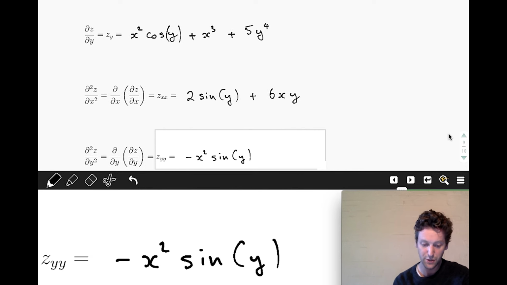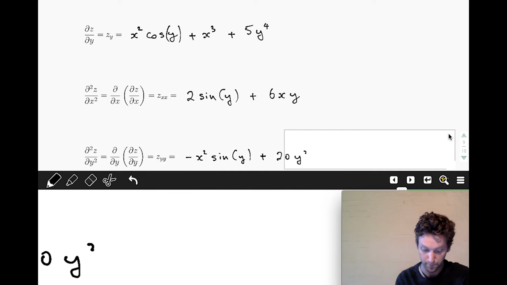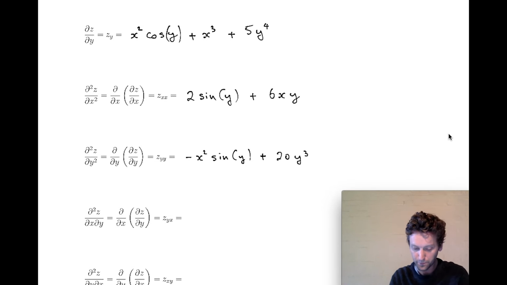The next piece is x cubed. I'm going to take the derivative of that with respect to y. That's a function of x only, and so it just becomes a 0. And the last piece is 5y to the power of 4. The derivative of that with respect to y will be 5 times 4y cubed, or 20y cubed. So that's our second derivative with respect to x and our second derivative with respect to y.